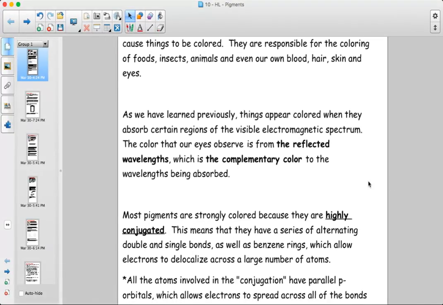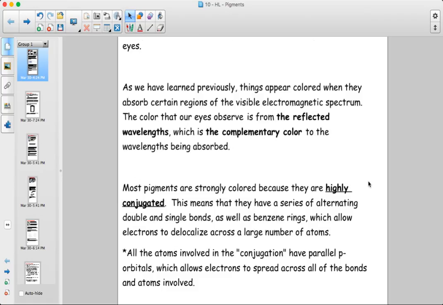We've learned a little bit about color previously in the course. We've learned that things appear colored when they absorb certain parts of the visible spectrum. And so generally what we are seeing is the complementary color to what is being absorbed, the complementary or the reflected color.